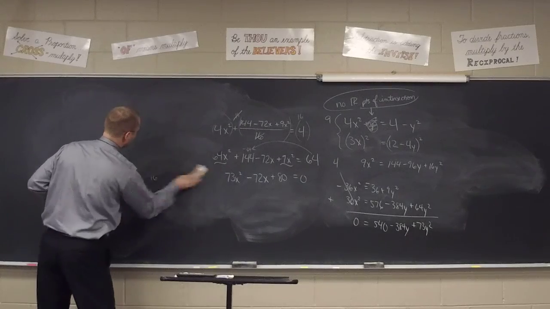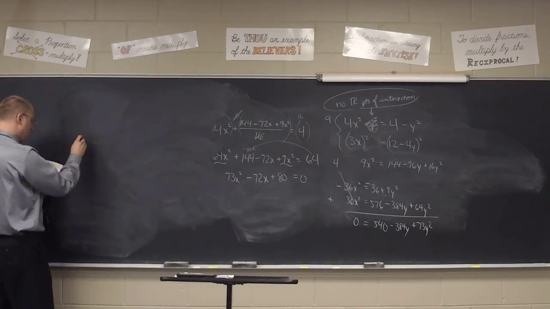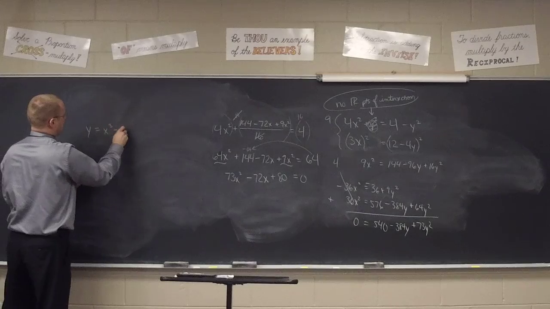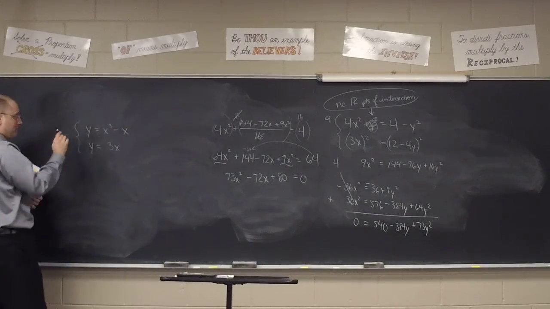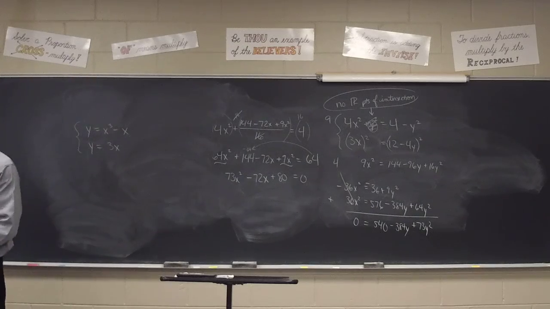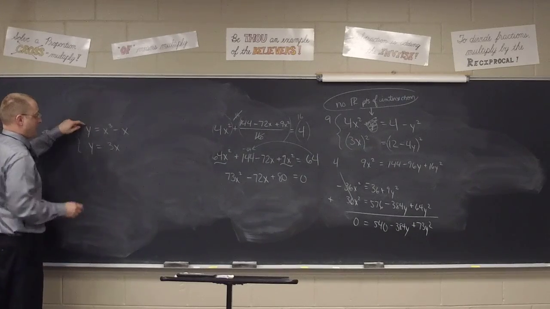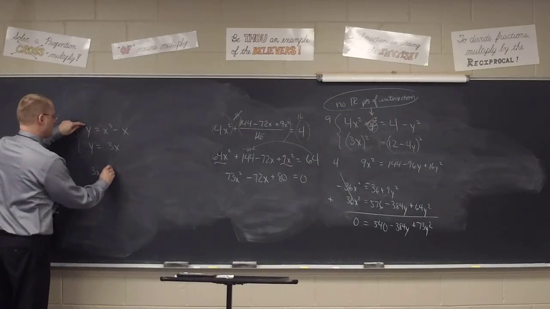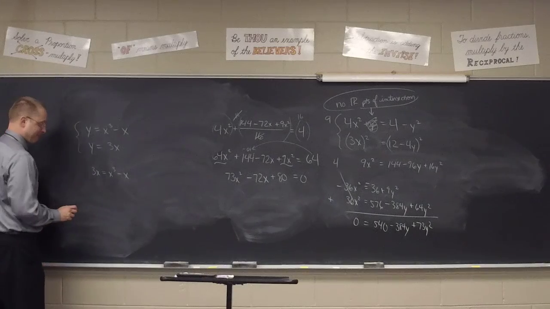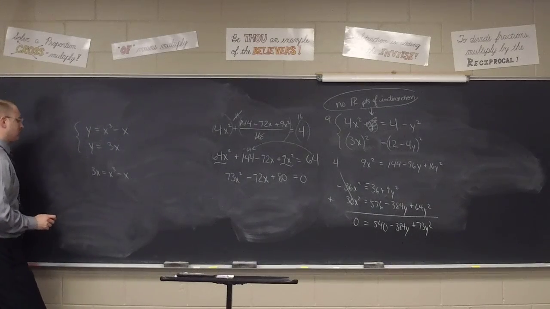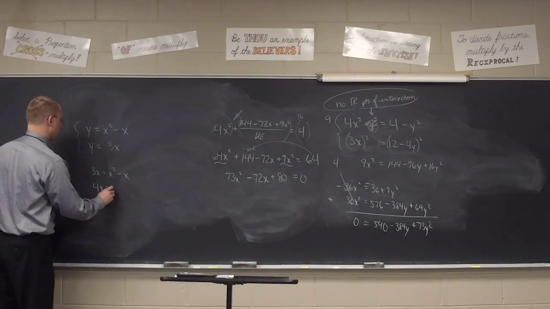So let's look at our cubic here. Y equals x cubed minus x, and then y equals 3x. Thoughts? Yeah, I mean, it's already set up to solve by substitution. Let's just replace this y with a 3x and say 3x equals x cubed minus x, okay? Move the x over as positive, so... I've got a bad feeling about this, but let's write it out.